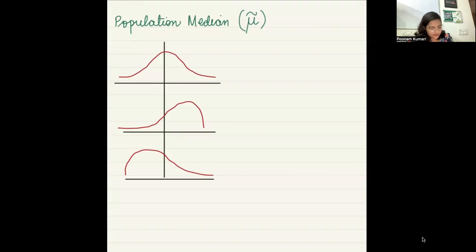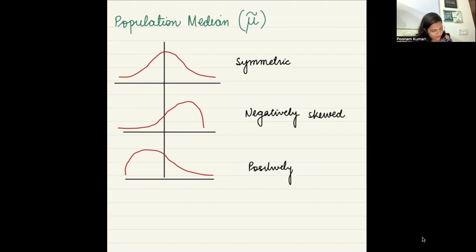Ma'am, first is symmetric. The second one is negatively skewed. And the third one is positively skewed. Perfect. So this is negatively skewed. This is symmetric and this one is positively skewed.